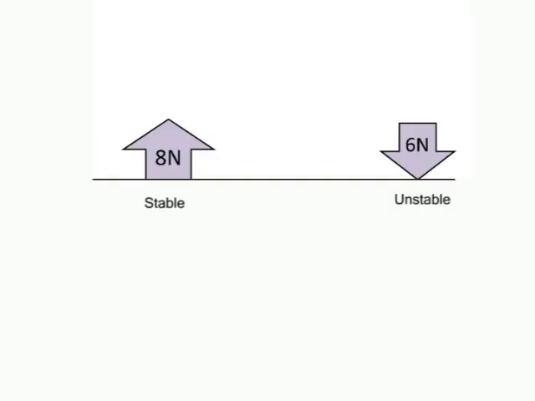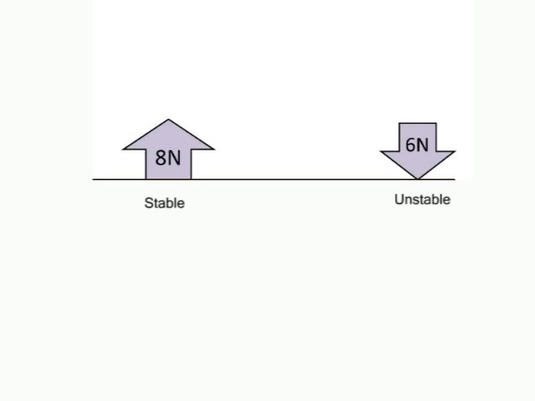Now, whenever a body is at rest, all the forces acting upon it balance one another, and the body is said to be in equilibrium. The stability of an object depends on the position of its center of gravity and the turning effect of its weight about an axis or a point.